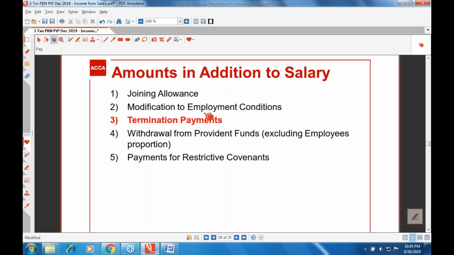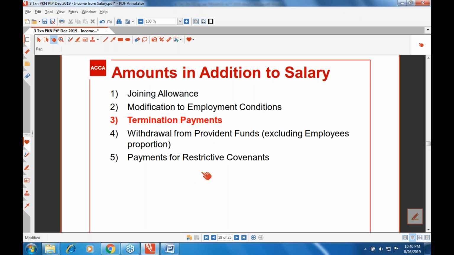modification to the employment conditions. At times what happens is the conditions pertaining to the employment are being modified a bit. So you get an additional amount, maybe a backdated amount for 5 years, 6 years, etc. That's also an amount in addition to salary, included in salary. Termination payments, I'll come on to it a bit later. That's why I've highlighted it.